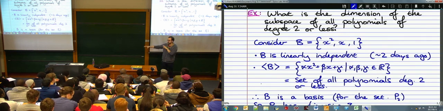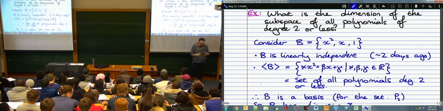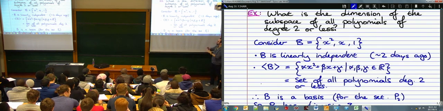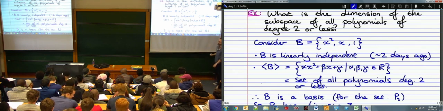The technical term is that there's an isomorphism between the two of them. Isomorphism, the Greek root just means the same shape. So yes, polynomials of degree 2, this subspace here, is in some ways exactly the same as the vector space R3. We were not going to show that, but yes, that is one way of thinking about it.